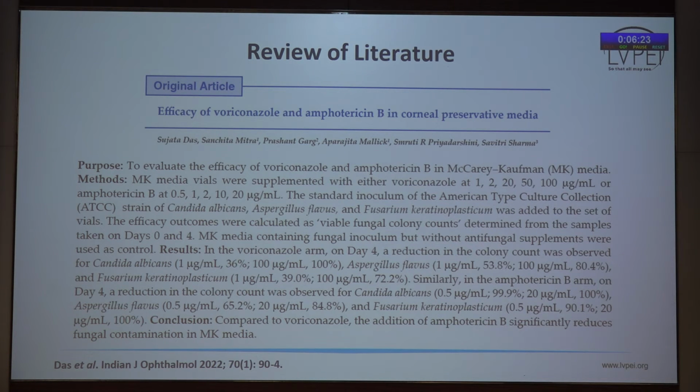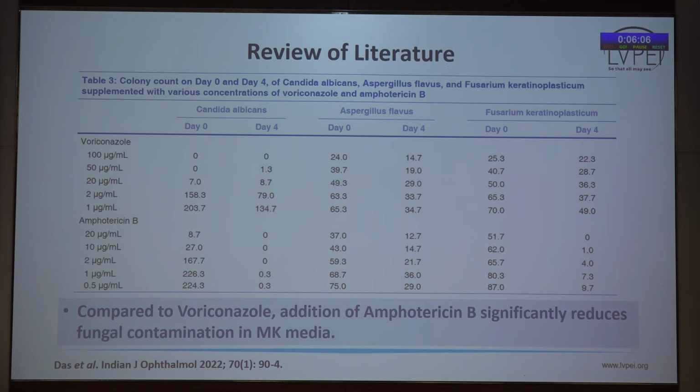Here also we took 3 organisms, because Candida is not the most common organism here. So we tried Aspergillus, Candida and Fusarium. Again, we found amphotericin B significantly reduces fungal contamination. Cost-wise also, amphotericin B is cheaper than voriconazole. You can see the amphotericin B concentration, the lowest: on day 0, Candida albicans at 20 microgram is 0 on day 4. And even at 2 microgram it is 0. Whereas with voriconazole, at 100 microgram on the 4th day it is 0.